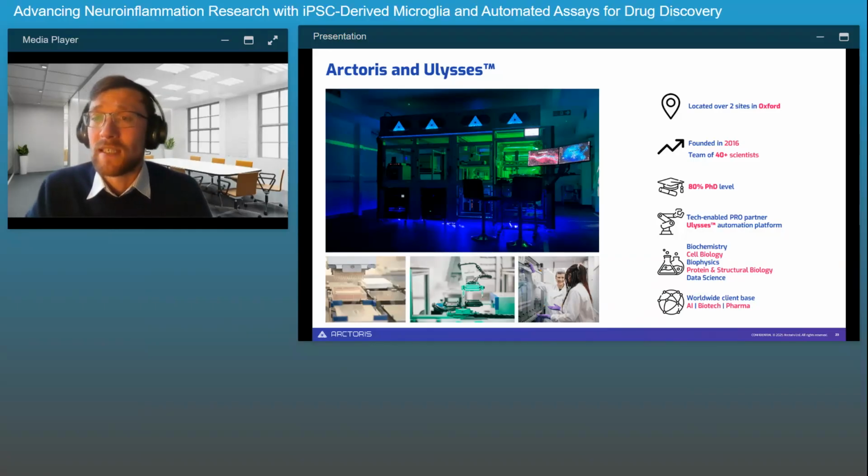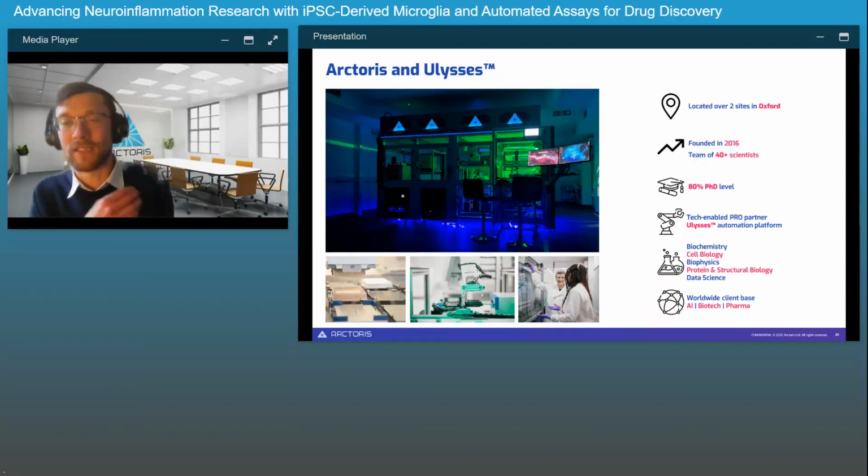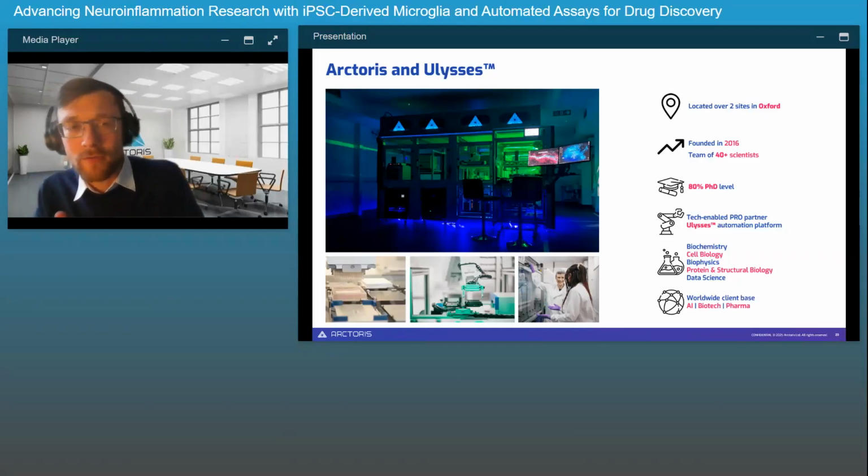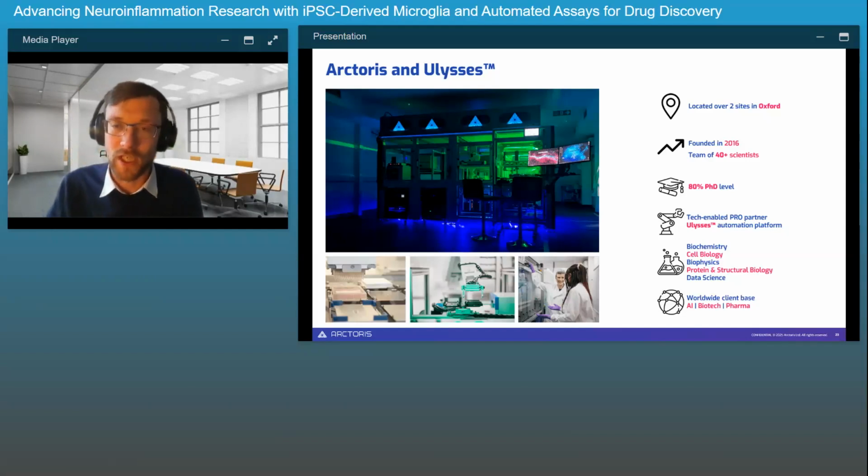Now, we are based in Oxford in the UK. We're almost 10 years old as a company, and we've got expertise across a wide range of areas such as biochemistry, cell biology, biophysics, protein and structural biology. But everything that we do really is focused on data quality, reliability, robustness. We believe that is the most important thing during the drug discovery process, to make sure that you've got confidence in the data you're generating.